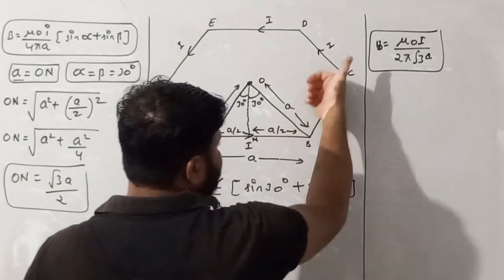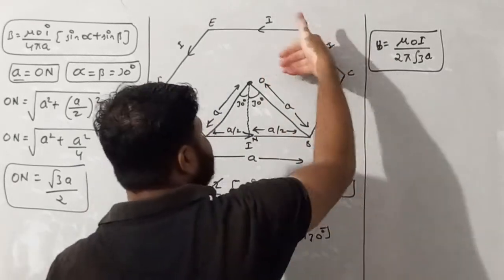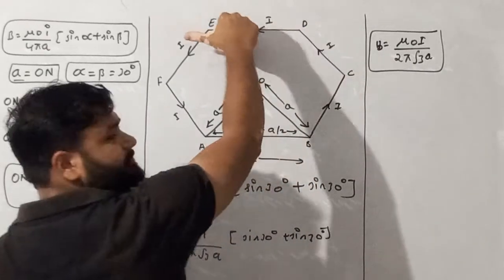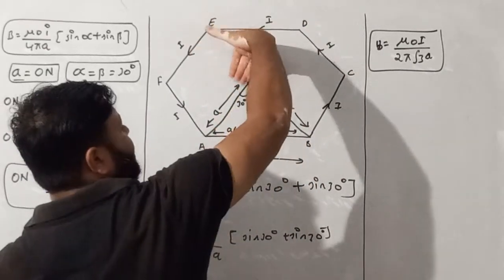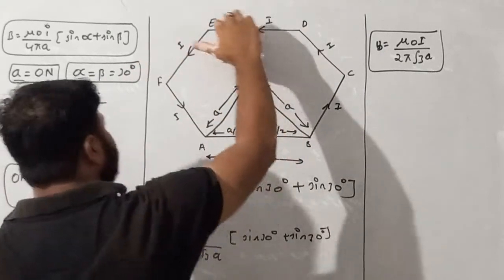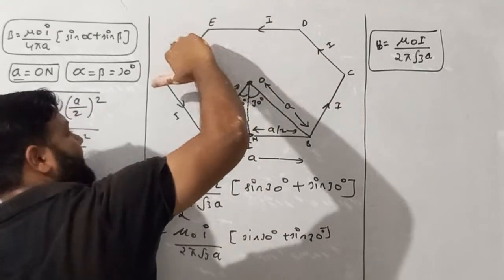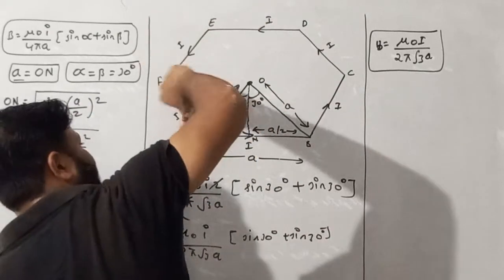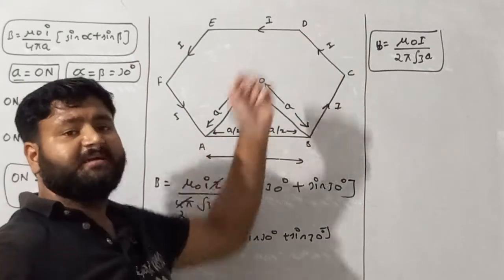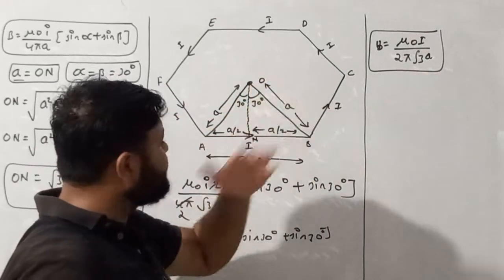Similarly, this is the BC end, again similarly outside. This is the DC end, similarly outside. This is the ED end, thumb is placed in the direction of current and curl the fingers, fingers come outside, so away from this plane. Similarly, the rest are outside. So my dear student, all the 6 sides give the direction of magnetic field at point O away from the plane.